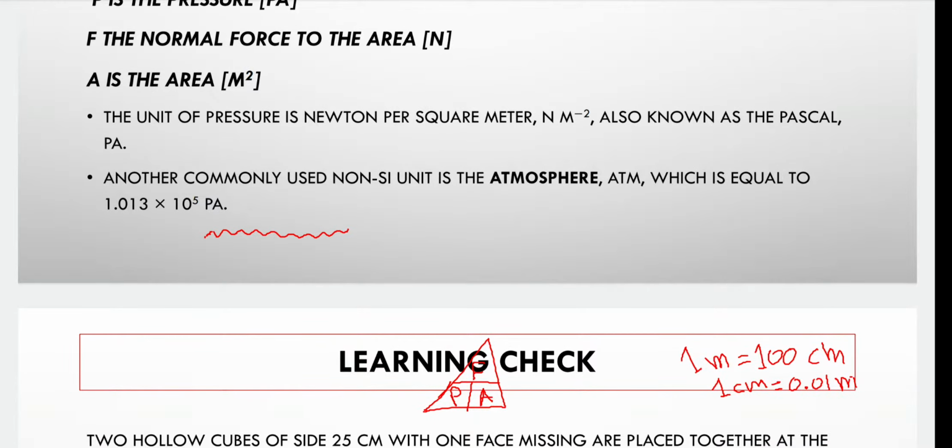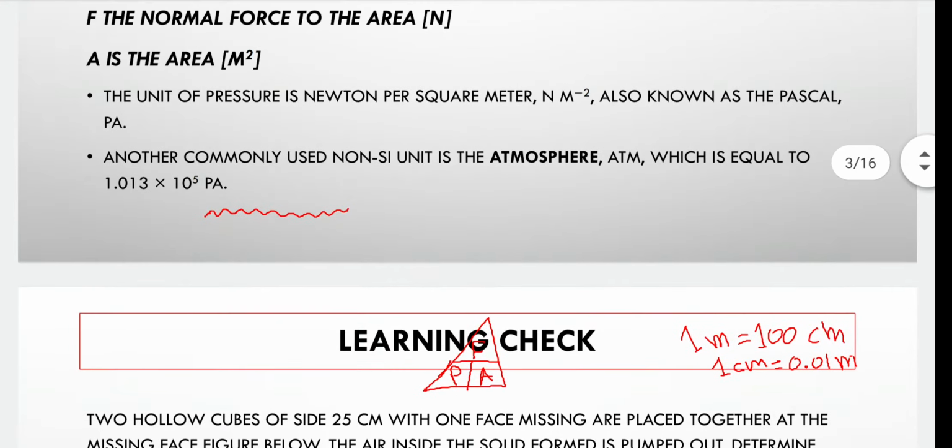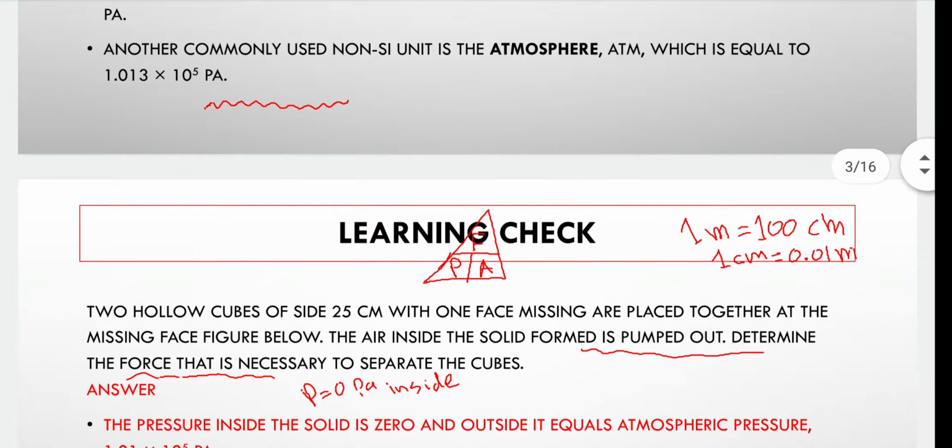You have to understand also that a commonly used non-SI unit for the pressure of the atmosphere is called the atmospheric pressure. It equals directly 1.013 multiplied by 10 to the power of 5. So when a problem speaks about an atmospheric pressure, it gives you directly 1.013 multiplied by 10 to the power of 5. And this is a fixed number, it doesn't change at all.